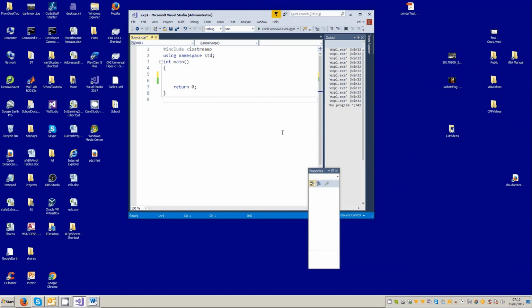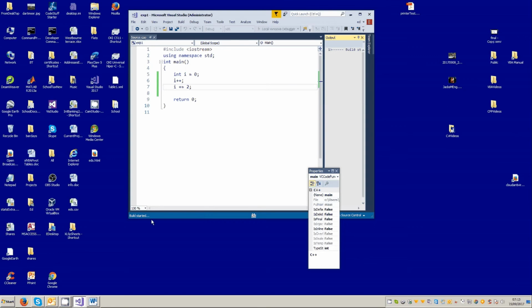I'd like to show you now the memory window. I'll just make a simple program here. It just has the value of 0 and then increments it by 1 in this case, and then we'll increment by another 2 here. Just a simple program so we can watch the variable I. If I build that, just to make sure it's working okay, it says down the bottom build started, build succeeded, so that's fine.